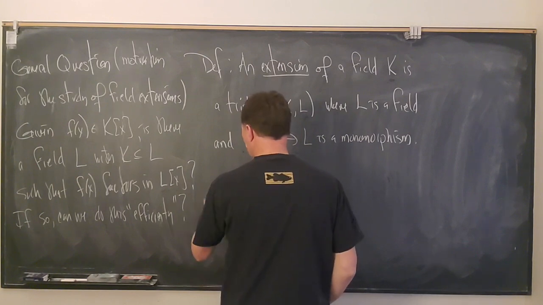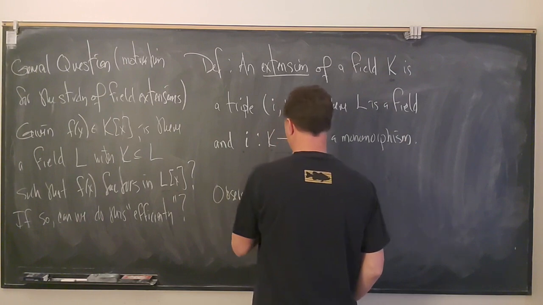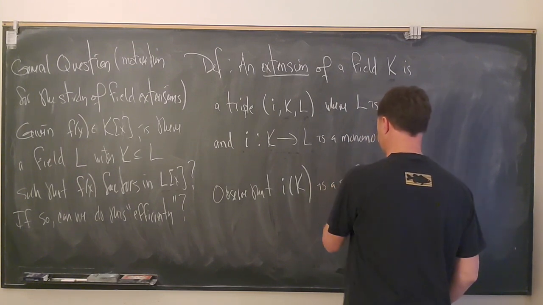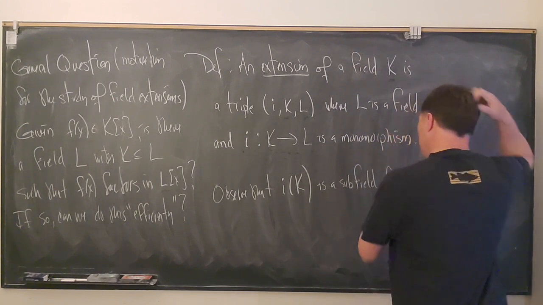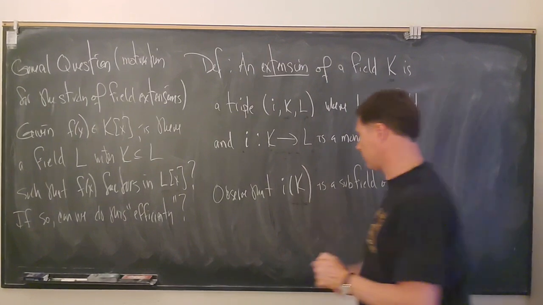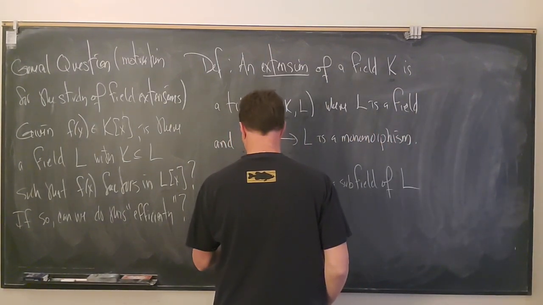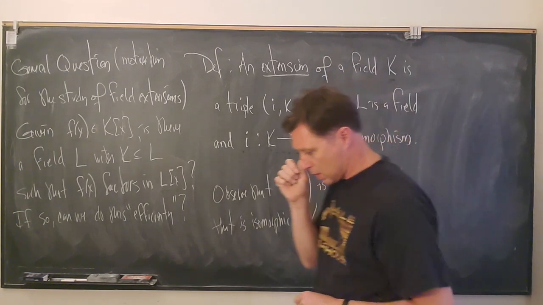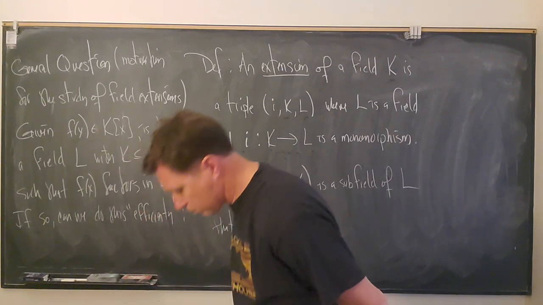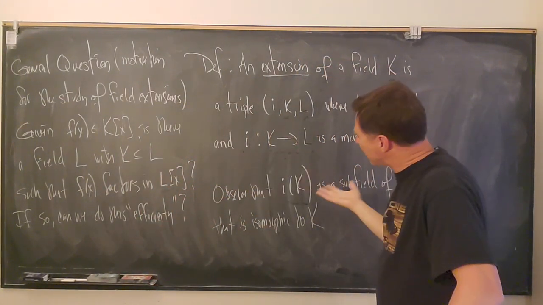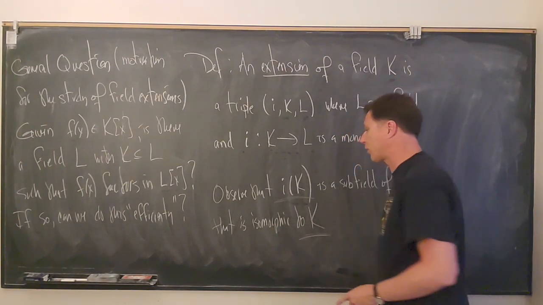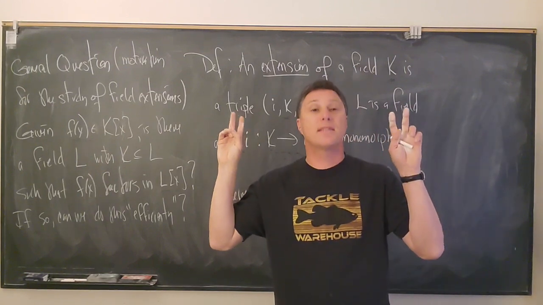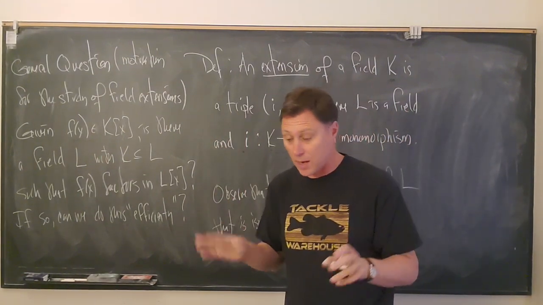So observe that I of K is a subfield of L, and this subfield will be isomorphic to K. And so this allows us to view K as essentially sitting inside L. We know that I of K and K are isomorphic, and I of K is sitting inside L. And so we can identify K with a subfield of L and view K as sitting inside L, even though technically, set-wise, it may not be true.